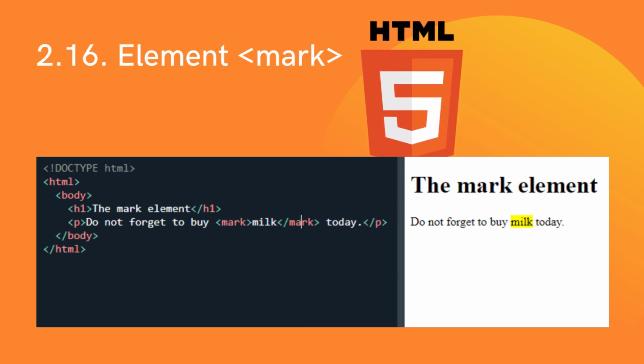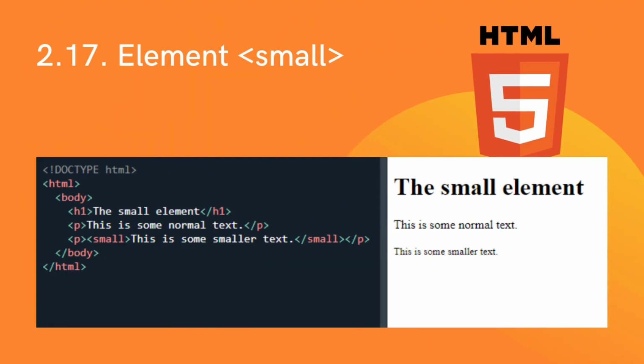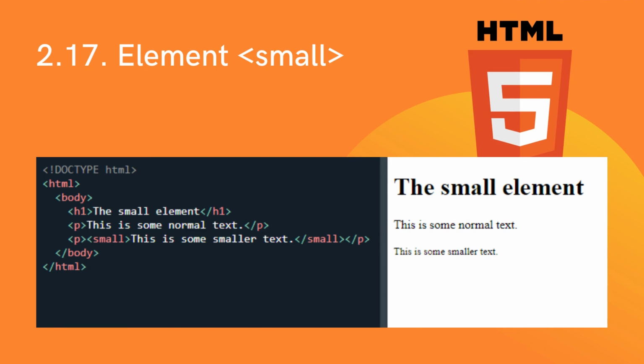Mark element is marked text. The mark tag defines marked text. If you want to highlight parts of the text, use the mark tag. Example. The small element is small text. The small tag specifies smaller text and other side comments. Example.